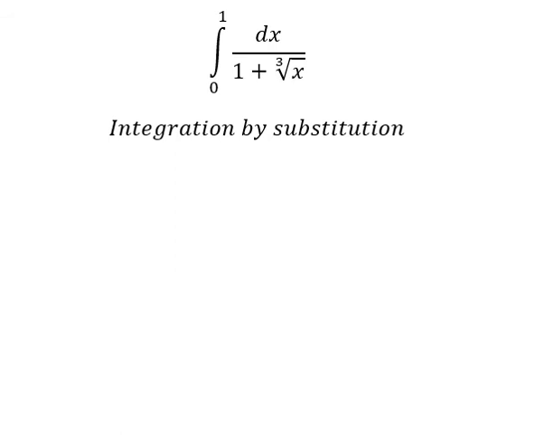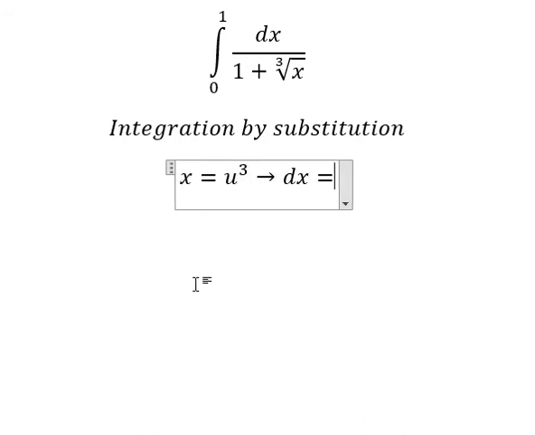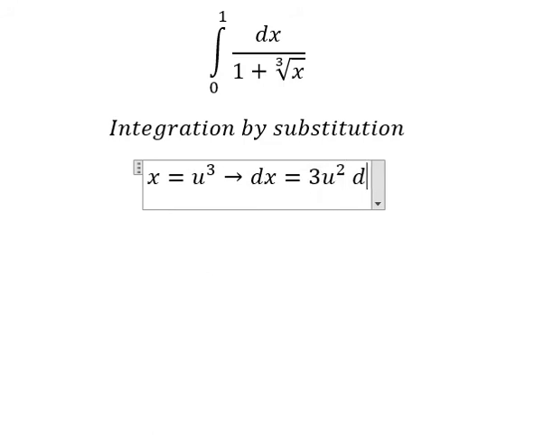So I will put s equals u to the power of 3 because I want to cancel the cube root. That's why we need to use u to the power of 3. Later we first take the derivative of both sides, and we have dx equals 3u squared du.